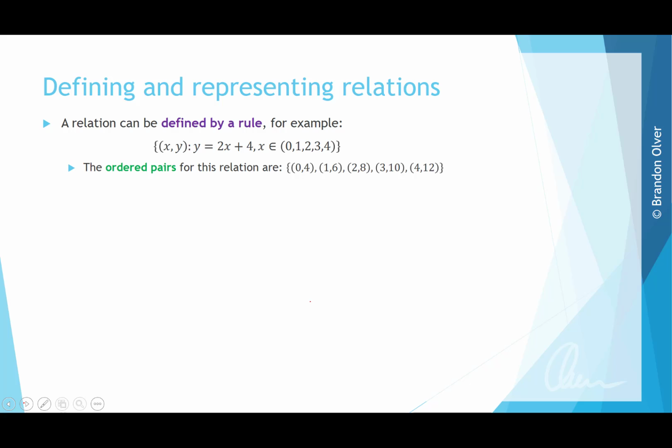So if we continue that, we find all the ordered pairs for this relation, and they've been listed here, and you can check that, for example, if you sub 4 in, you have 2 times 4 is 8, and 8 plus 4 gives you the 12 as that second element in the ordered pair.